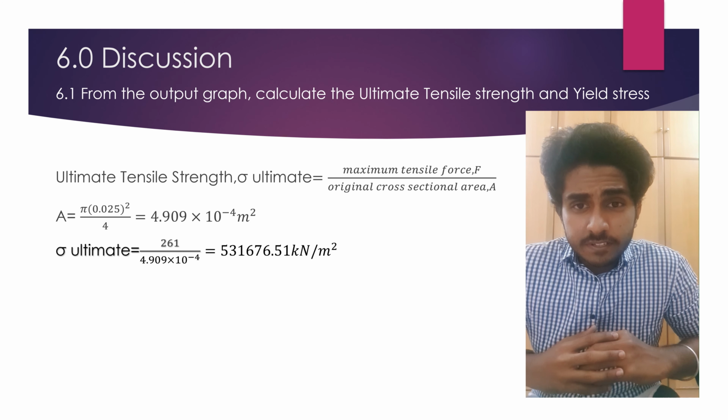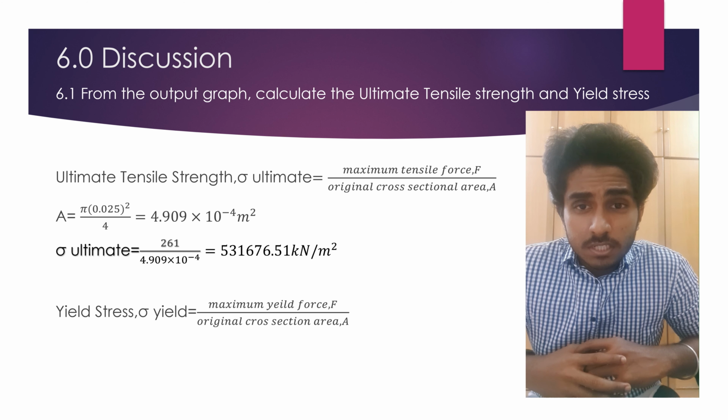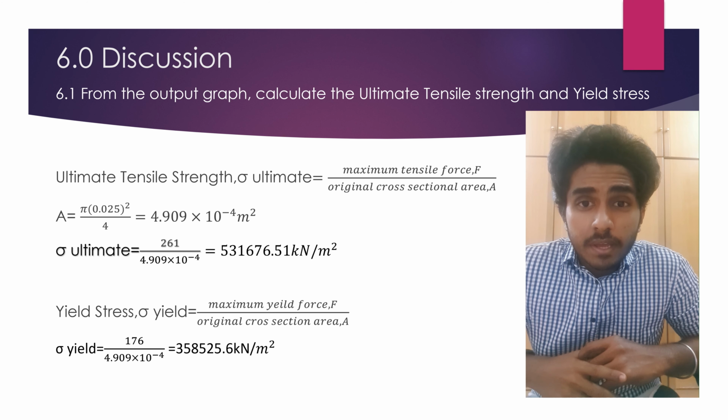To find the yield stress, we have to divide the maximum yield force by the original cross-sectional area and the value will be 176 kilonewton divided by 4.909 times 10 power negative 4 and we will get a value of 358,525.6 kilonewton per meter square.